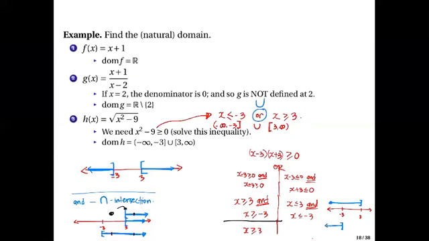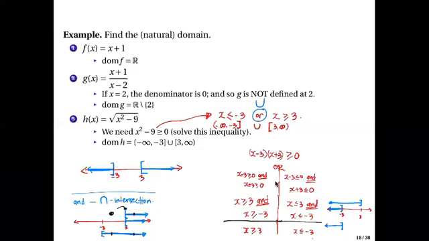Since you have the word "and" in here, you want the intersection of the two rays. And the intersection will be this part here. Which means, coming from this case, what you only get is x less than or equal to negative 3.